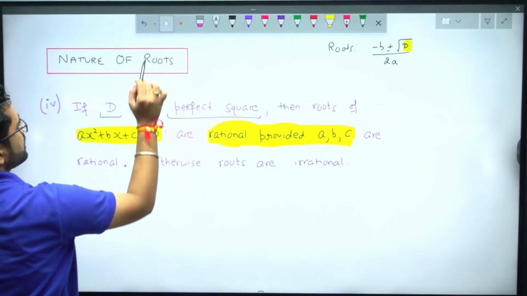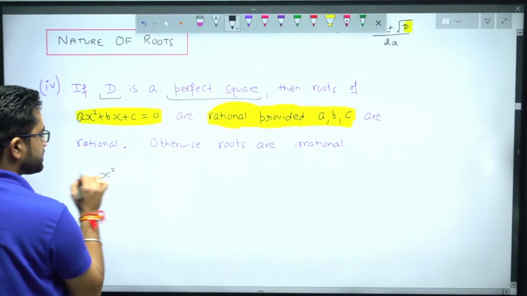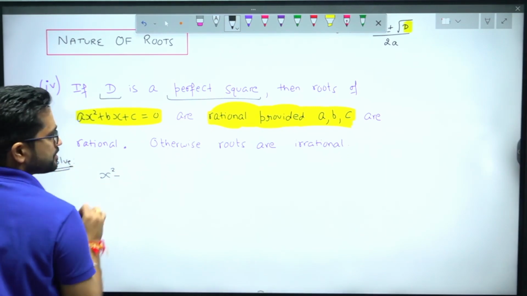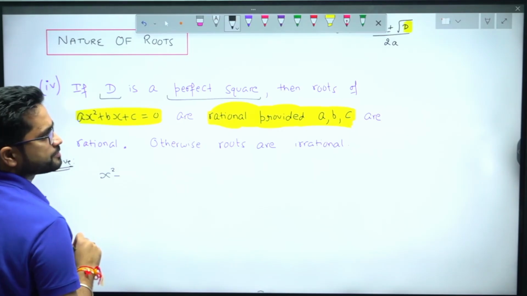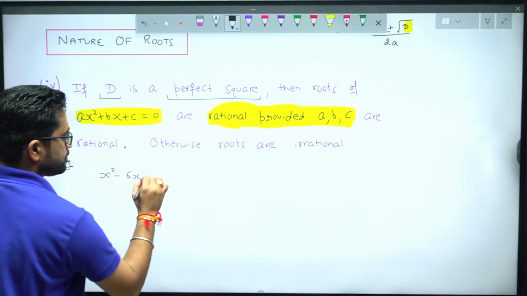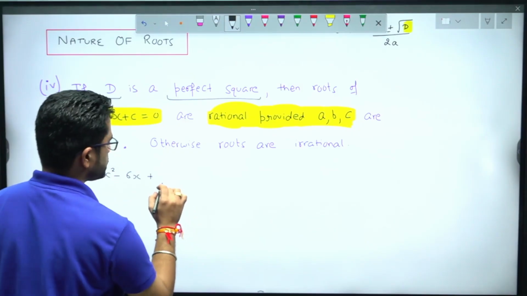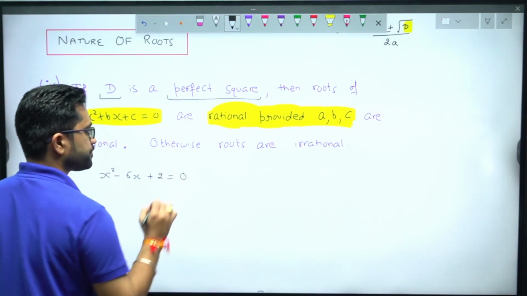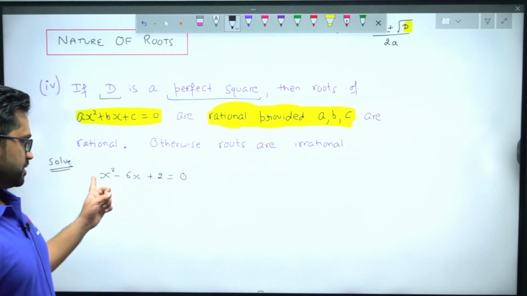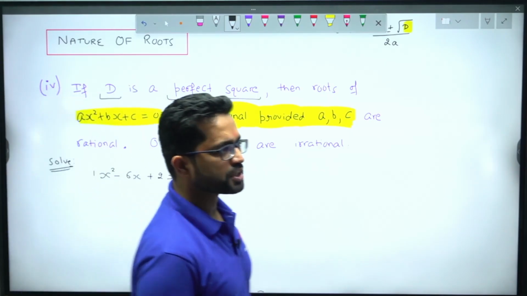Let me give you a quick example on this. Let's say I ask you to solve this equation, x square minus 6x plus 2 equals 0. Seems like the coefficients are rational. The first coefficient is 1, the second coefficient is minus 6, the third coefficient is 2.